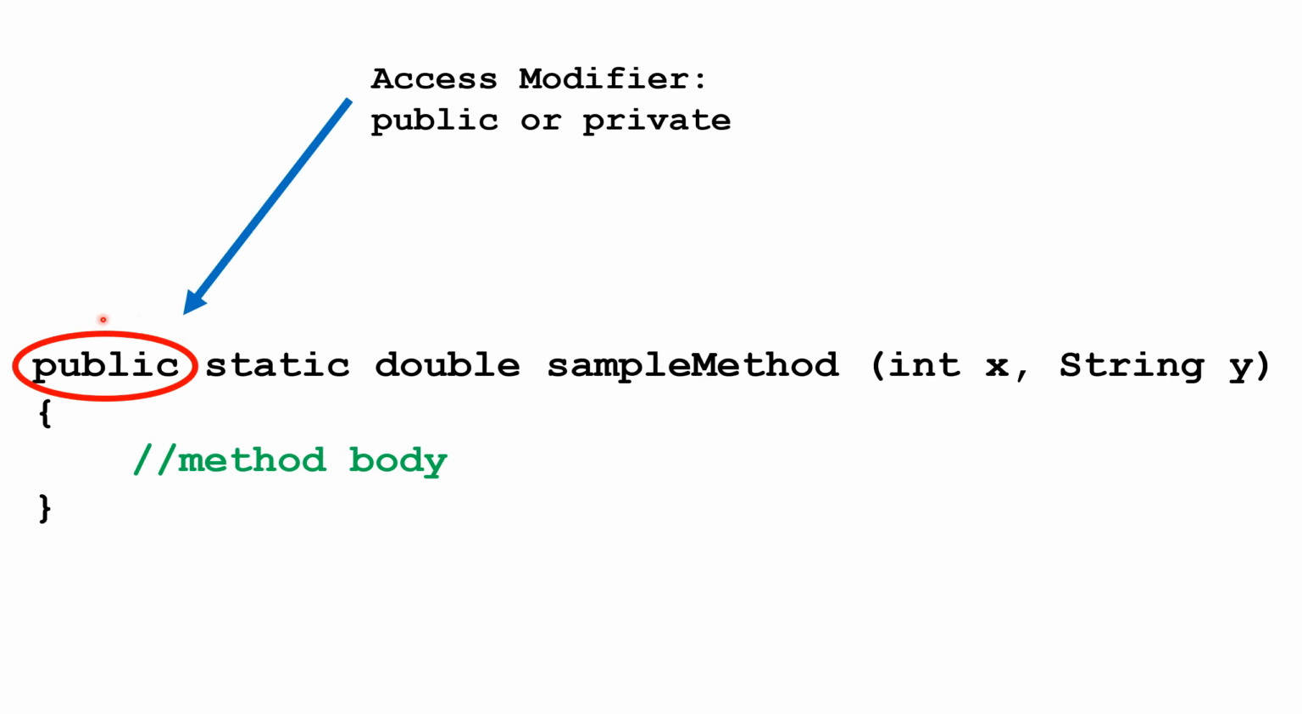The first part is the access modifier. The two most common access modifiers in Java are public and private. Public means we can access it from inside or outside the class, while private just means we can only call it from inside the class.